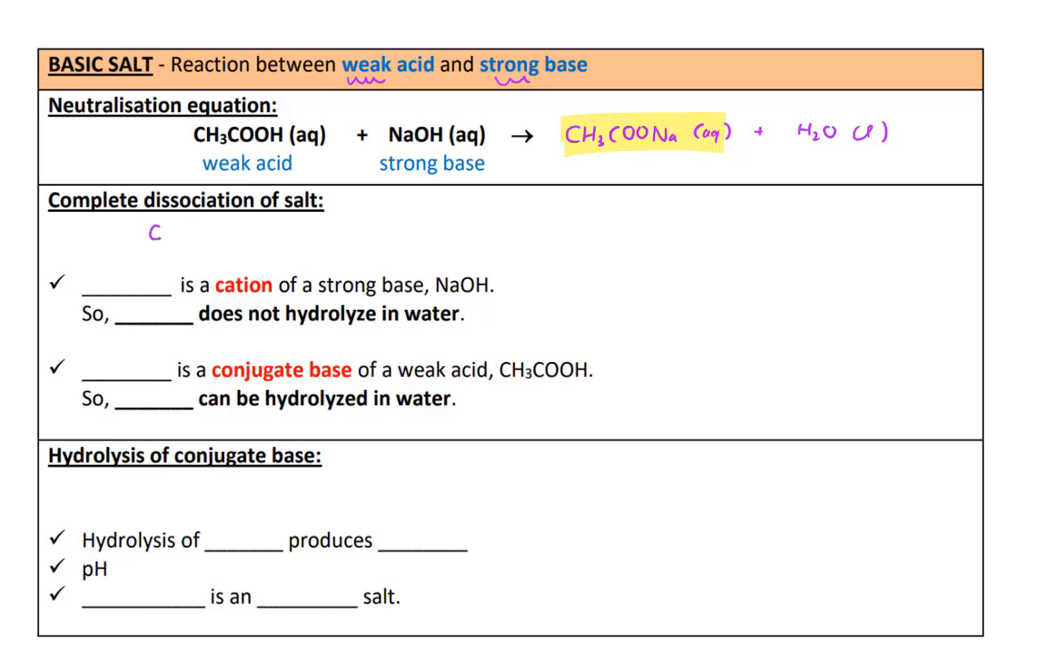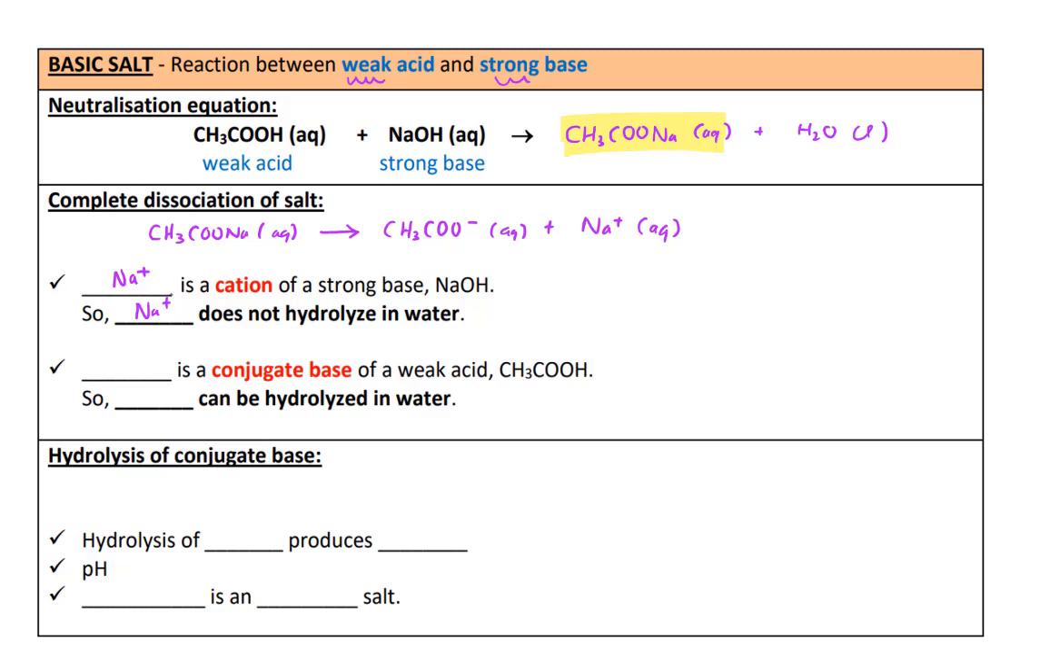So complete dissociation of the salt. CH3COONa aqueous will dissociate completely to give you CH3COO negative and Na positive. Okay, so which one is the cation of a strong base NaOH? So obviously, Na positive is from the strong base. Okay, it dissociates from the strong base. Anything from the strong base will not react with water.